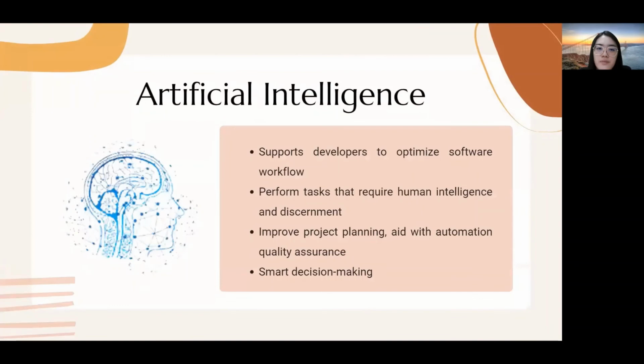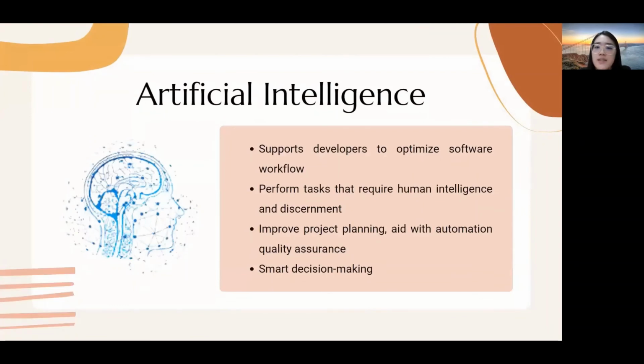Next, we also use program code in artificial intelligence, and we can use program code to design a program to support developers in optimizing the software workflow. AI can perform tasks that require human intelligence and discernment, and in the end, it can actually replace humans in doing work. Next, it can improve project planning and enable smart decision making.